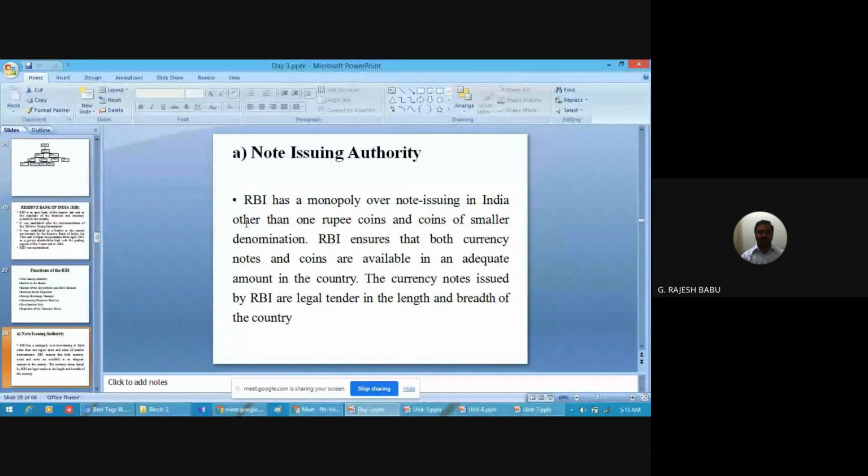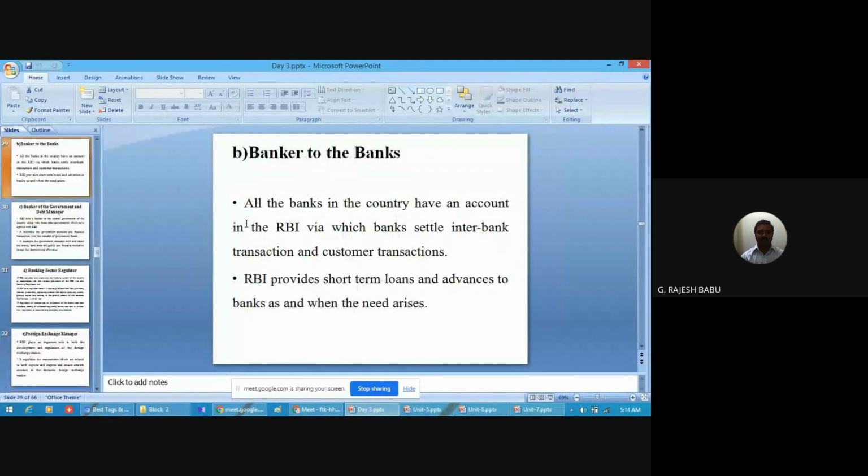RBI can issue currency notes up to the denomination of 10,000. At present, notes in the denomination of rupees 5, 10, 20, 50, 100, 200 and 500 are issued. Similarly, coins in circulation are 1 rupee, 2 rupee, 5 rupee, 10 rupee, 20 rupee, etc. That is the note issuing authority of Reserve Bank of India.